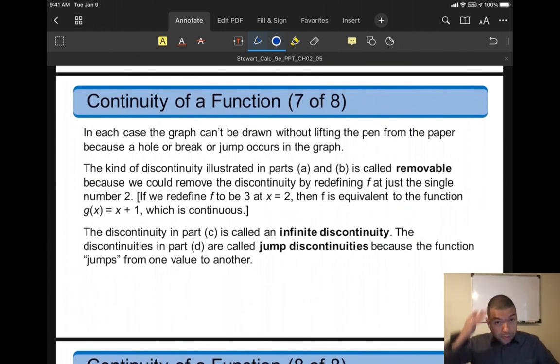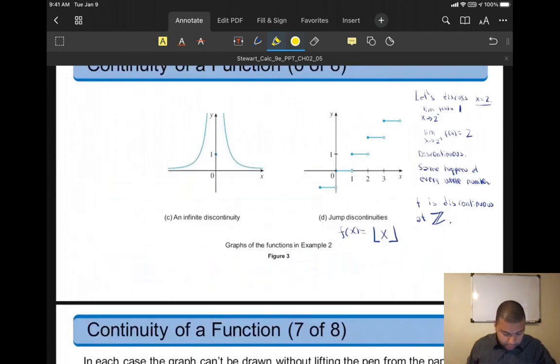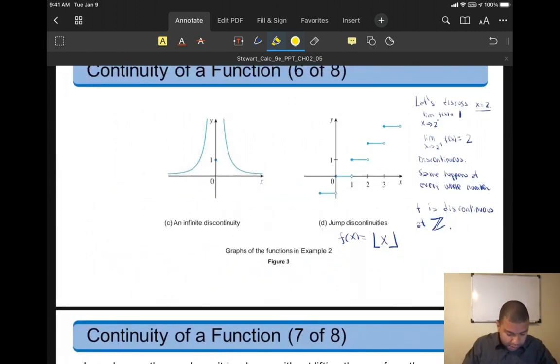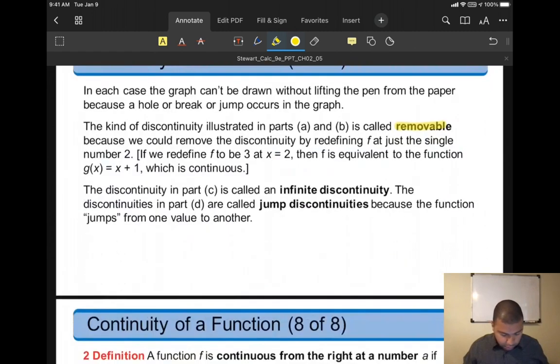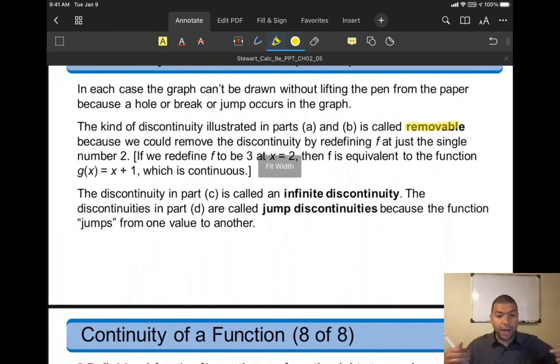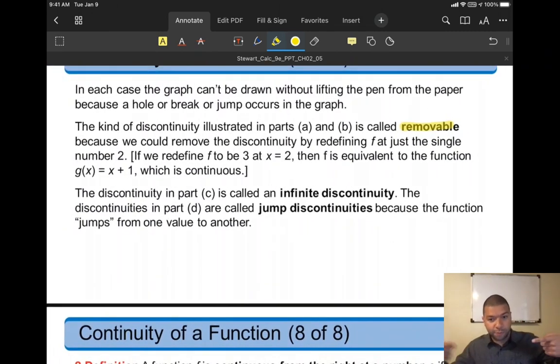So in each of those previous cases, the graph can't be drawn without lifting the pen from the paper, like we discussed. We call those removable, basically repeating what I said before, because it's easy to fix by just redefining. But the other discontinuity here is called an infinite discontinuity because we have an asymptote at that point. And these are called jump discontinuities for obvious reasons. The definition of jump discontinuity is just to say that the left limit is different from the right limit.